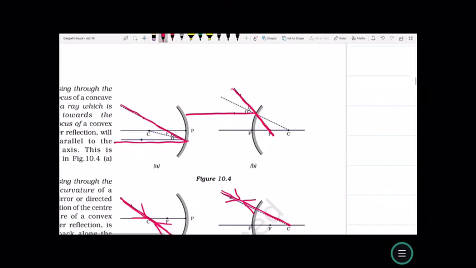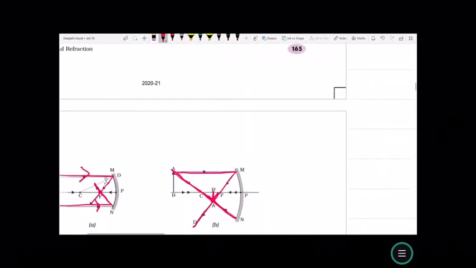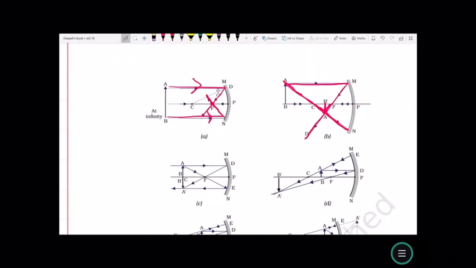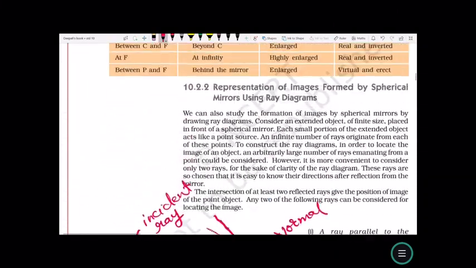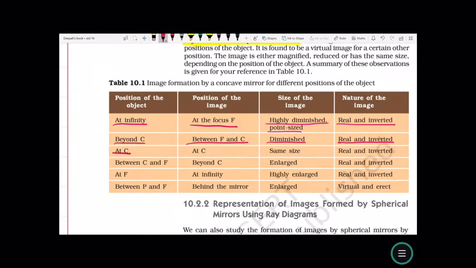Now next we are taking the object at point C. If the incident ray is parallel, it has to pass through the focus. If it is passing through the focus, it has to be parallel. So we get the image and the object at the same position, that is at C. It is the same size as the object, real and inverted. That is, at C, same size, real and inverted.